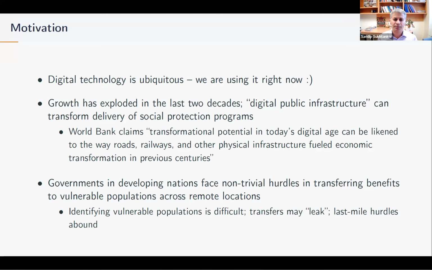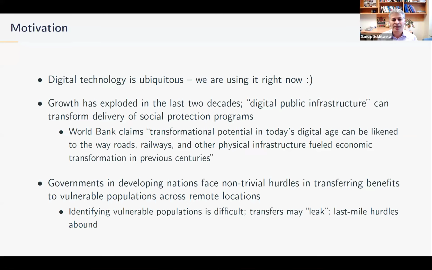And what people have claimed, for example, the World Bank, is that this type of infrastructure can have a really transformative impact today, just as roads, railways, and other types of physical infrastructure fueled economic growth in previous centuries.